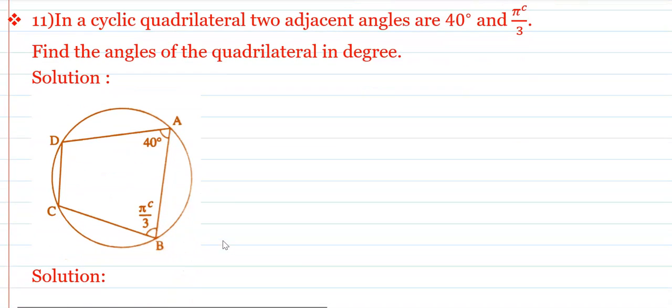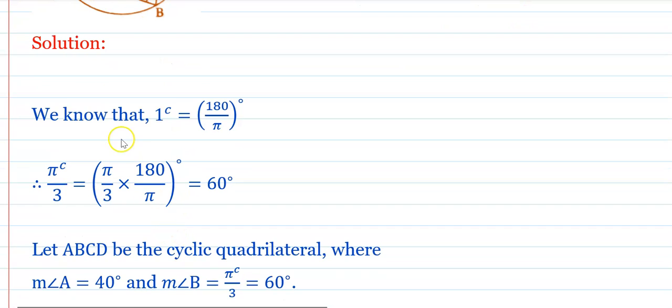Now the next question. In a cyclic quadrilateral, two adjacent angles are 40 degree and pi by 3 radian. Find the angles of the quadrilateral. Adjacent angles are given in the figure. One is 40 degree, another is pi by 3 radian. We know the property of the cyclic quadrilateral, which you learned in 10th standard. That is, the sum of the opposite angles is 180, and hence we'll write here.